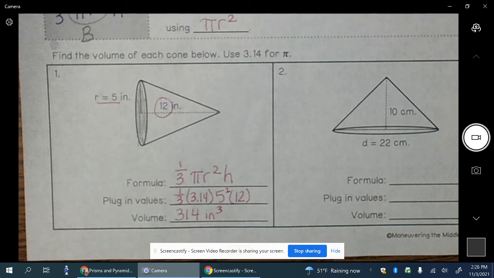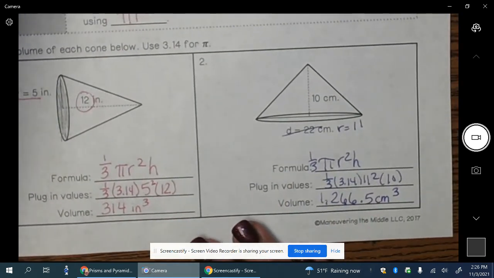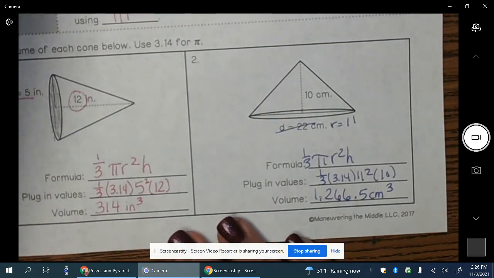Oh my goodness. Practice, practice, practice with those fractions. Okay? I'm really bad at fractions. We can do that too. I got it. Okay.